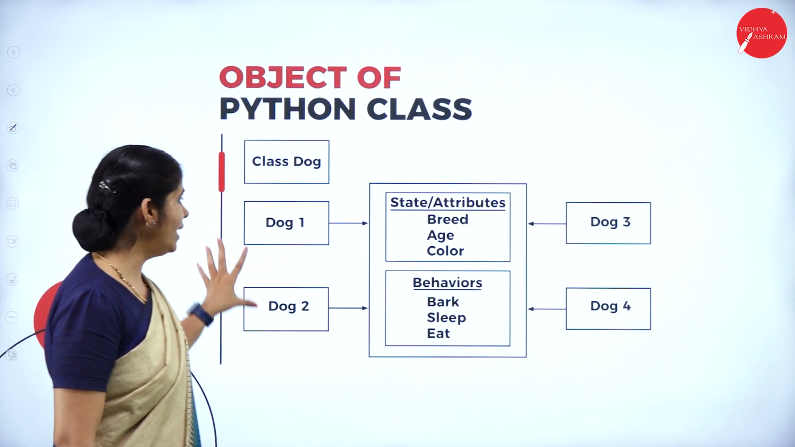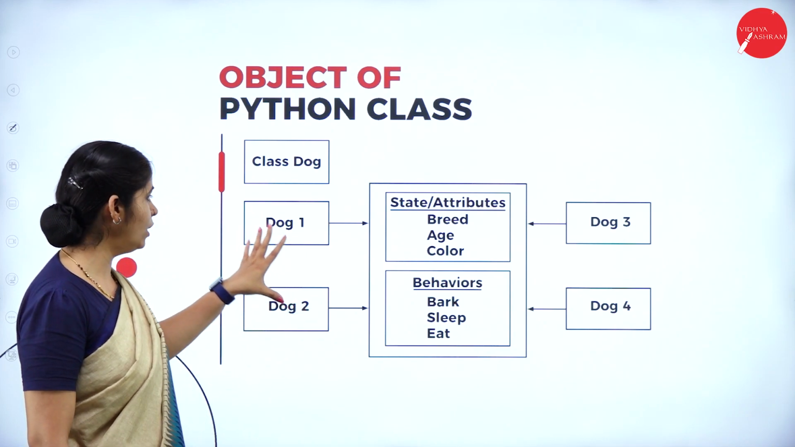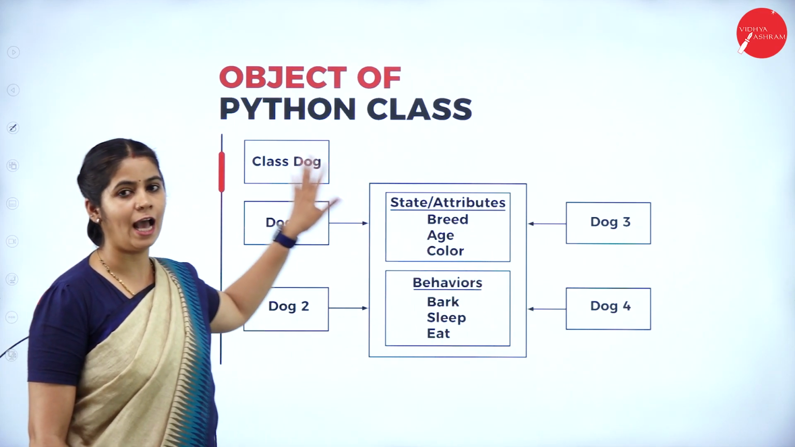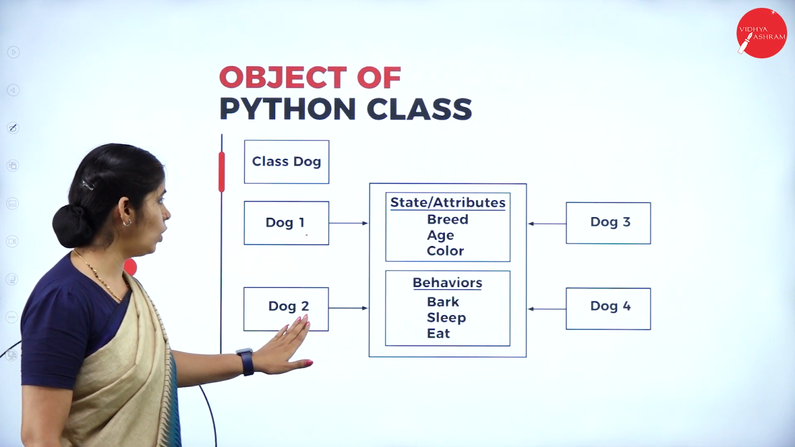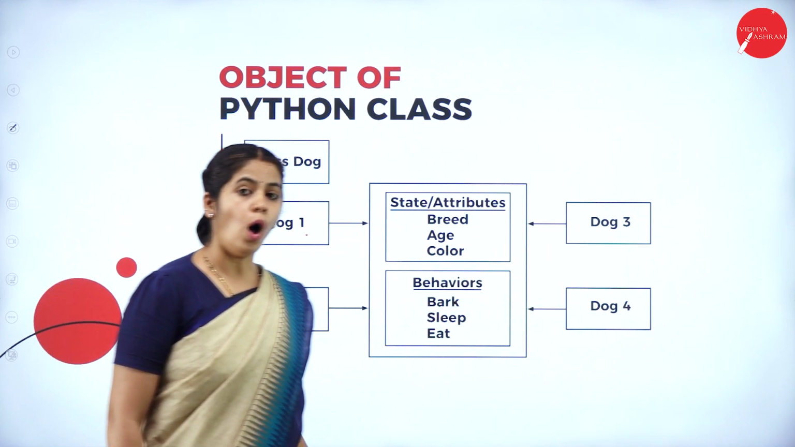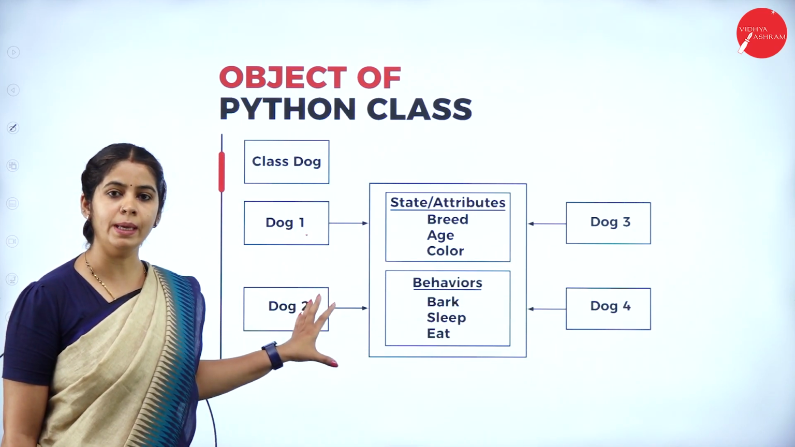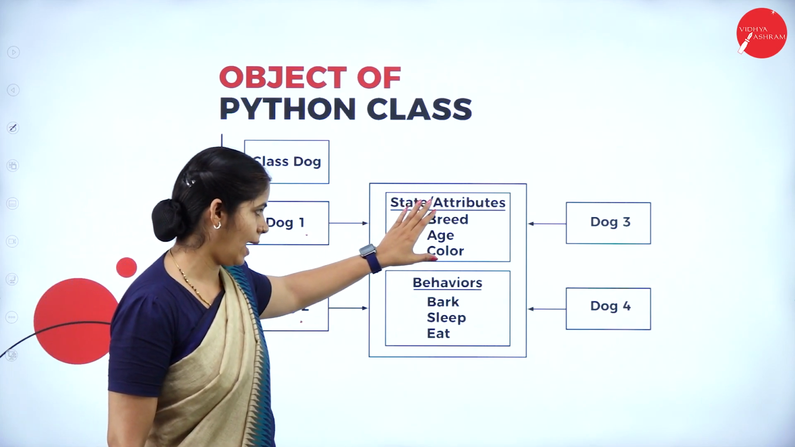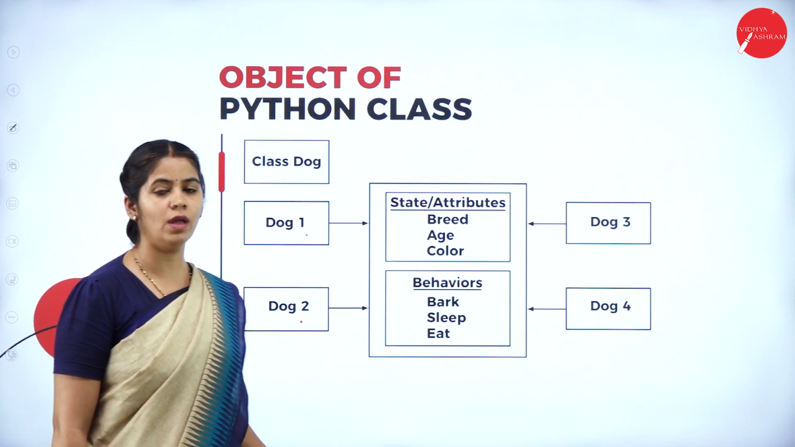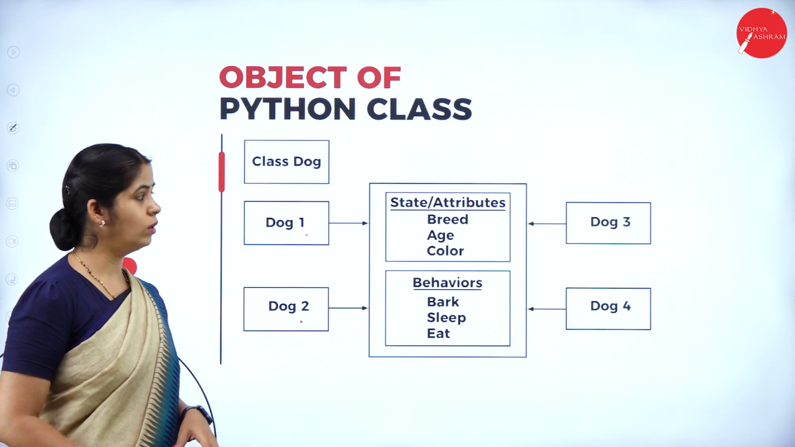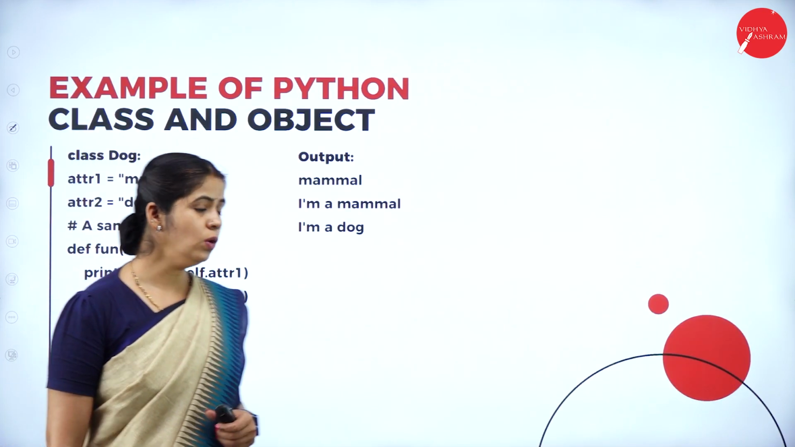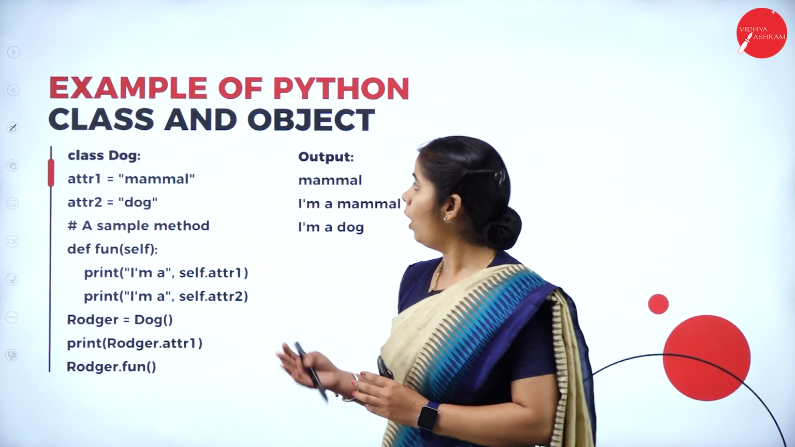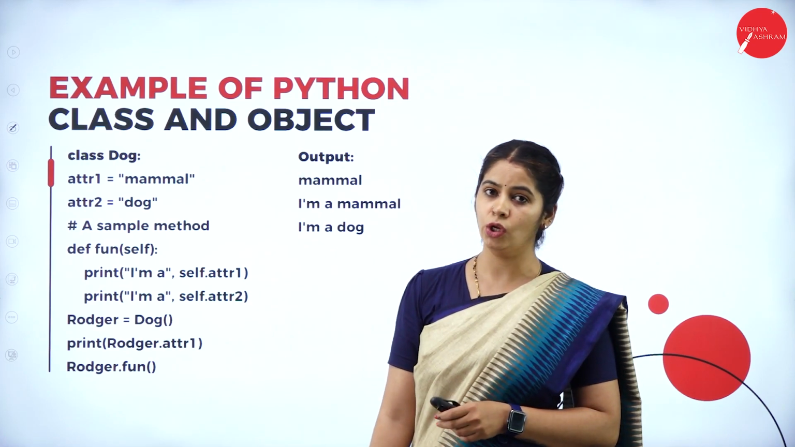Now how many objects are we creating? We are creating four objects of the class dog: dog 1, dog 2, dog 3, and dog 4. All four objects can access the attributes and the behavior of the class dog. Okay, so what would be the output of this particular Python program?